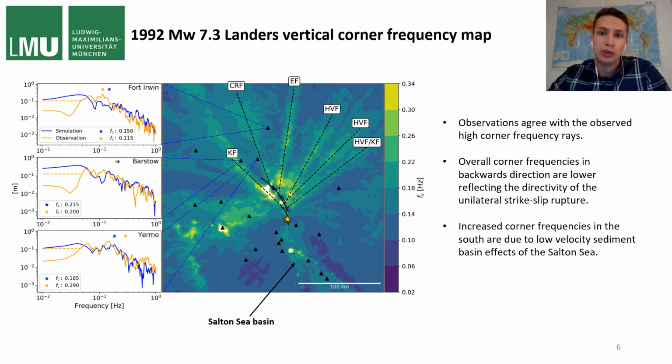But we can also observe sensitivity to non-source effects. For example, the high corner frequencies in the south represent the outline of the low velocity sediment basin of the Salton Sea. And also the high corner frequency in the west are based on side effects.